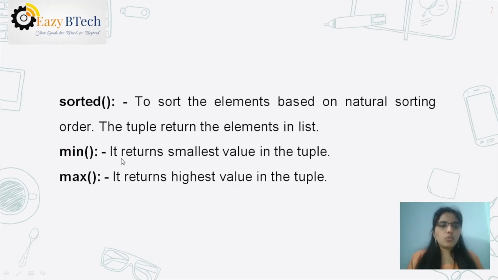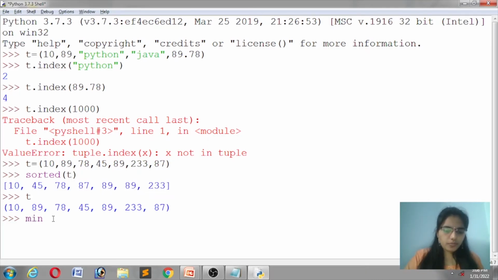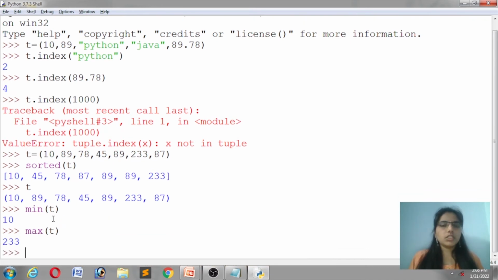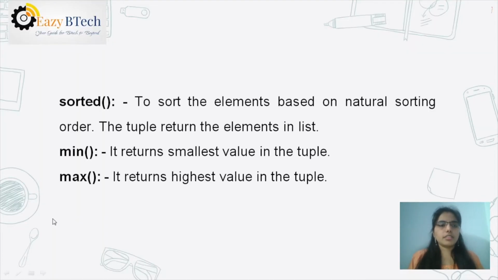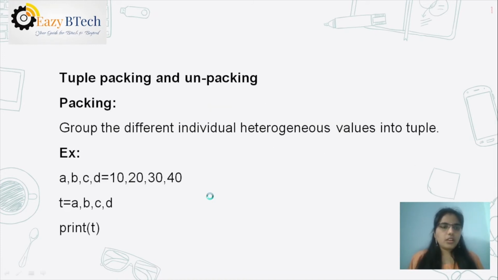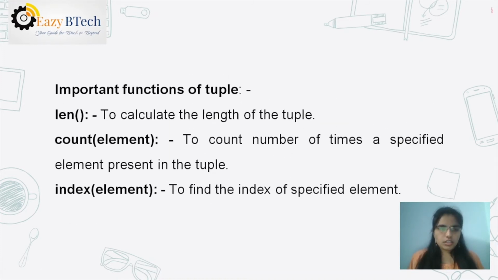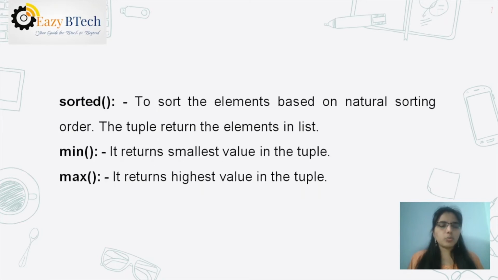Okay, next. What is the minimum and the maximum value of the tuple? Min of T is 10. Max of T, 233 is the answer. So up to this point, there are 6 predefined functions available in tuple. There is no remove, append, insert or pop function. These are present in the list concept only, because list is mutable and tuple is immutable. That's why these predefined functions are not there in tuple.